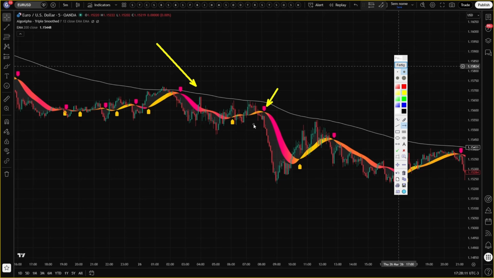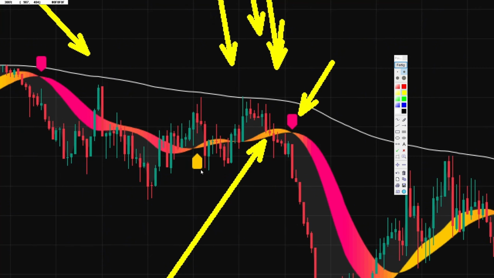Now what exactly am I going to be waiting for? I'm going to wait for the chart to make an initial upward movement that does not break above the moving average. Look here. Like it did here. It even turns orange momentarily.